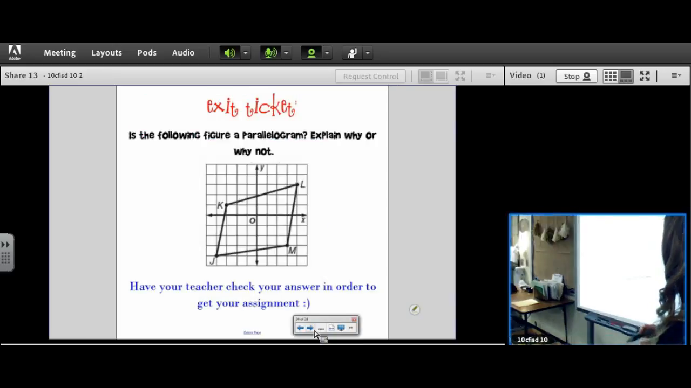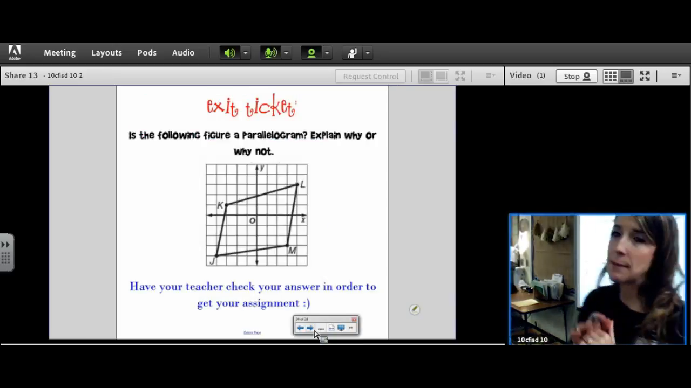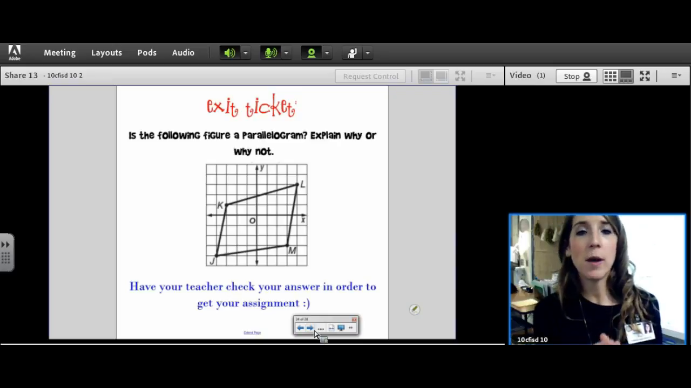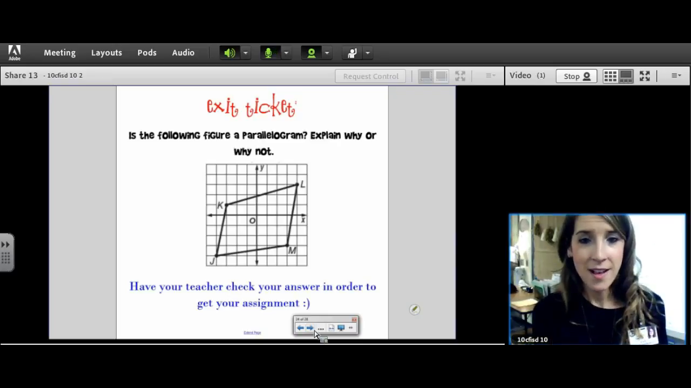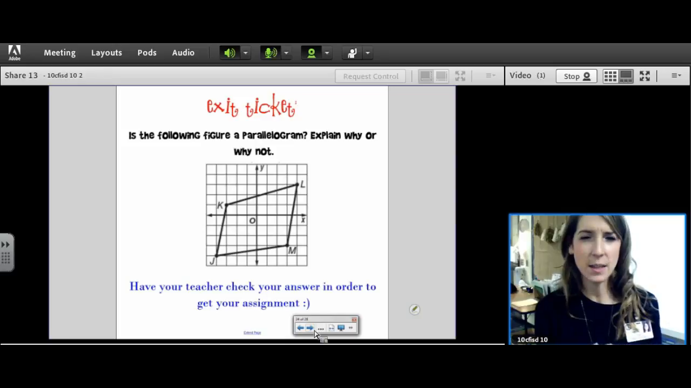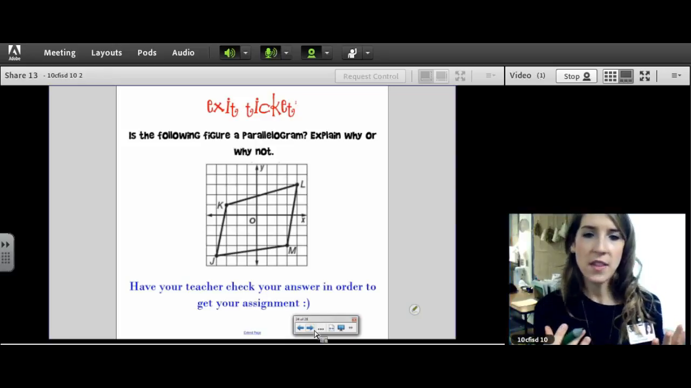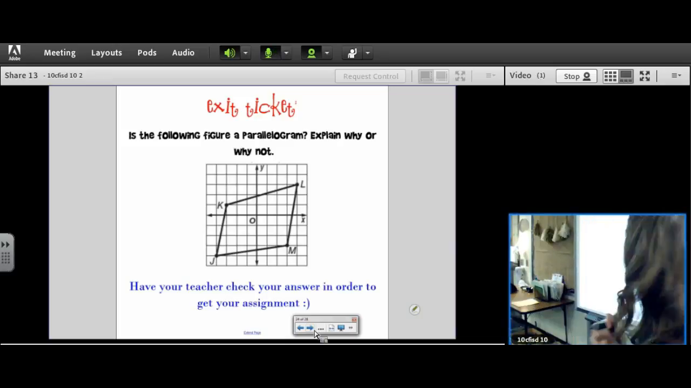One more if you want to stay. Sometimes it's just as important to be able to describe why a figure is not a parallelogram as it is to be able to describe that it is a parallelogram. But there's nothing tricky here. It's just slope all over again. We're going to look at the slopes again.